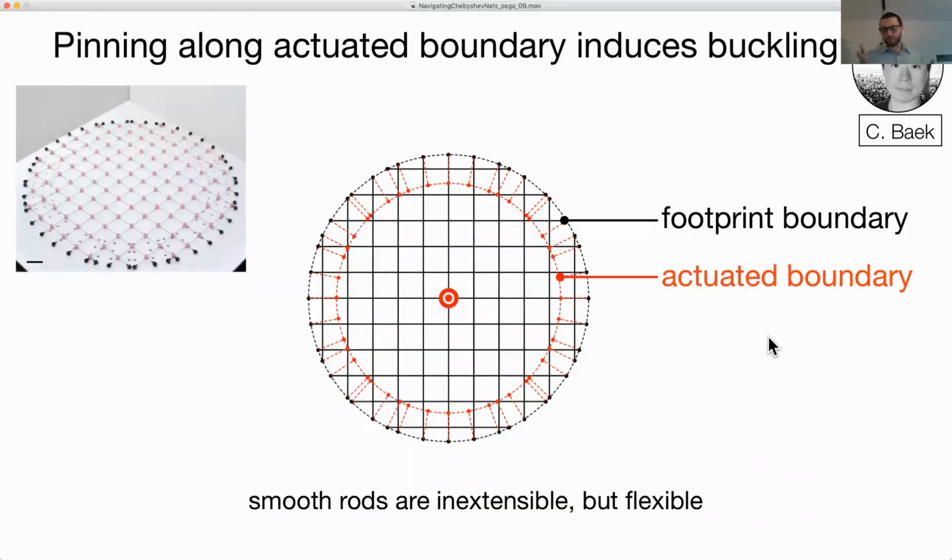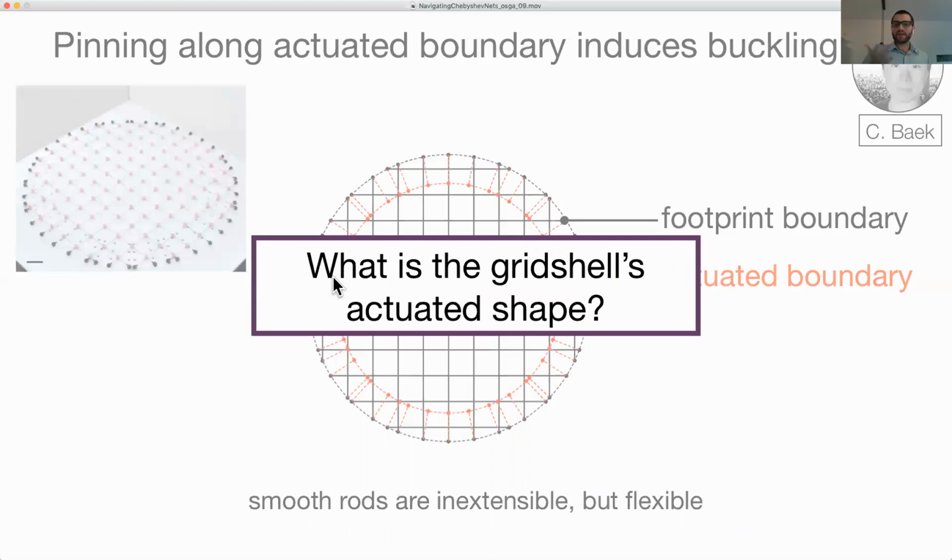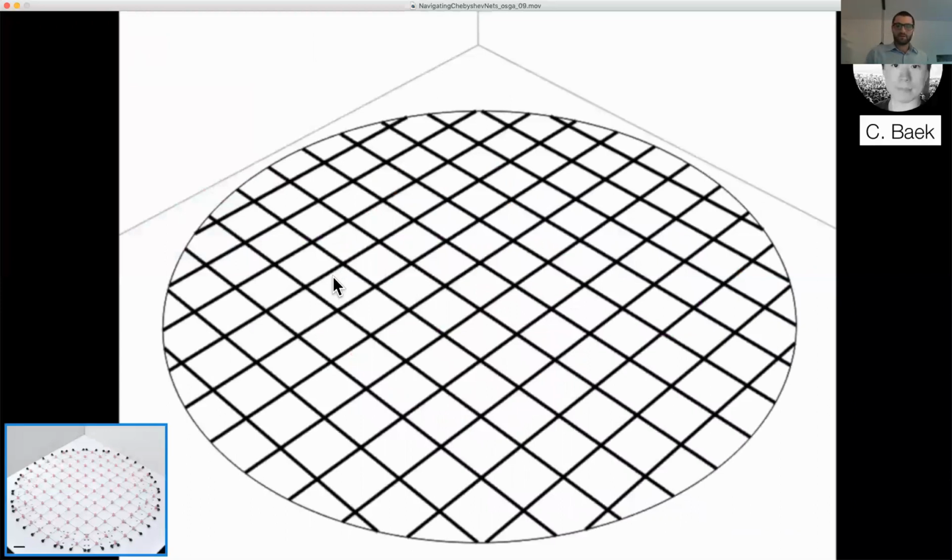And what you do to actuate this system is you take the circumference and you move those black points here onto a curve of smaller radius. So this we'll call the footprint boundary and the actuated boundary. So due to the inextensibility of these rods, each of which is still a smooth rod, you get a popping out into the plane. So in this particular example, you take a circular piece, you shrink it to a circular piece of smaller radius, and what is the shape that you get?